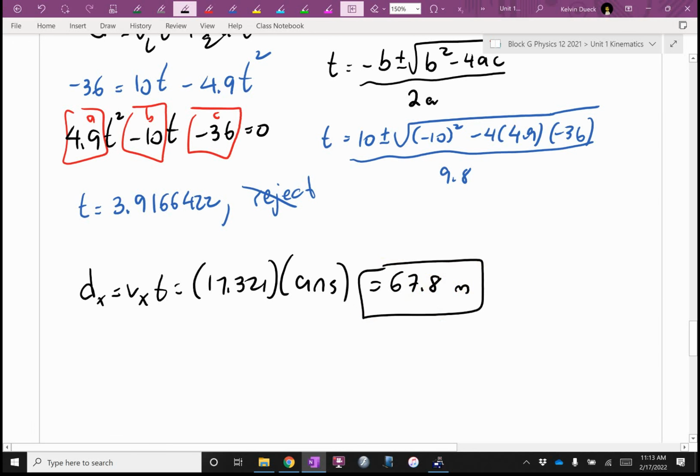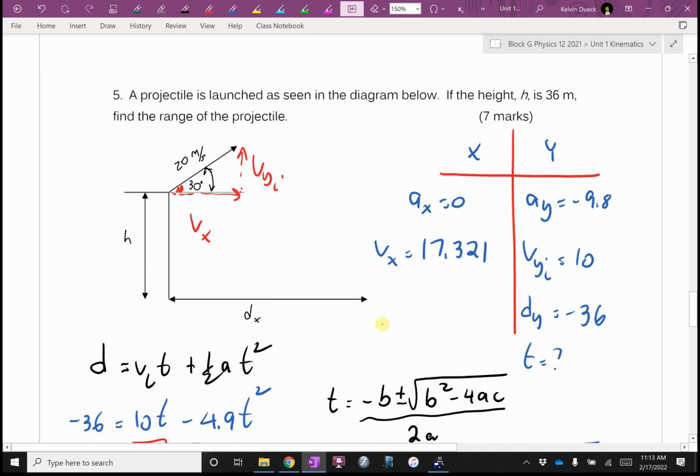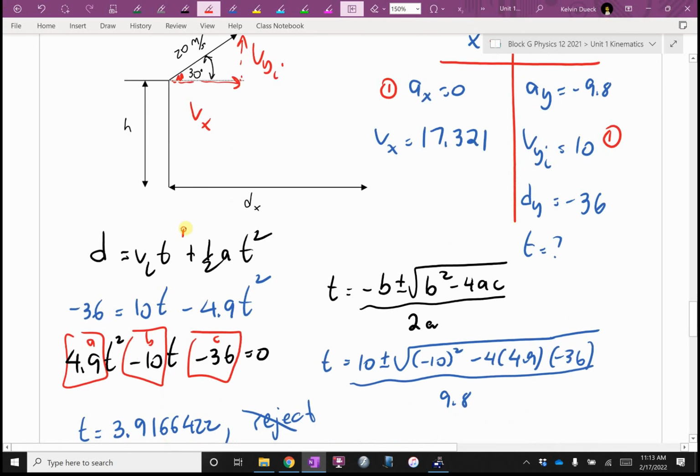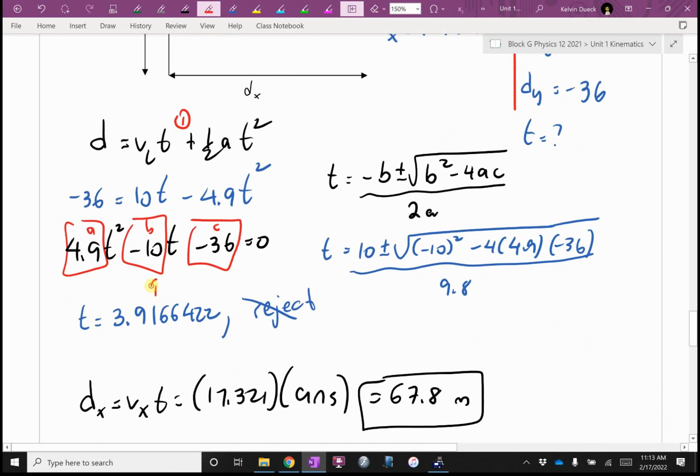If you got that, I would give you 7 out of 7. This will probably be worth 7 marks. So there's a lot of steps. If not, I would give you 1 mark if I saw that you had written AX equals 0 and AY equals negative 9.8. I would give you 1 mark for successfully finding the components, the 17.321 and the 10. I would give you 1 mark for finding time, whichever way, solver or quadratic formula.